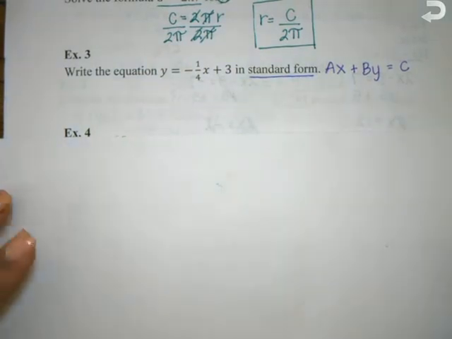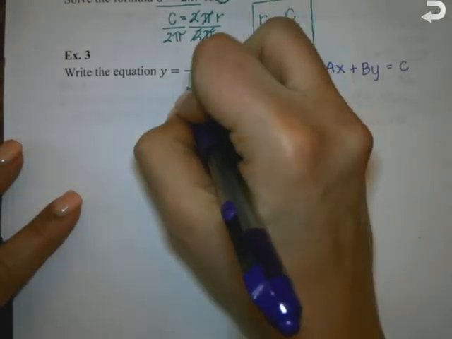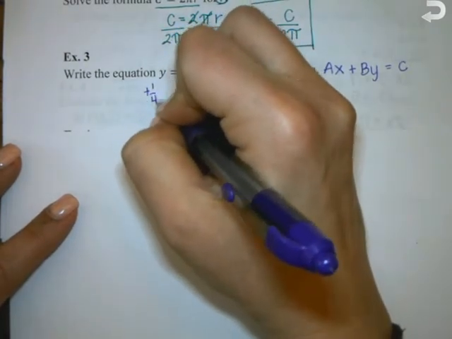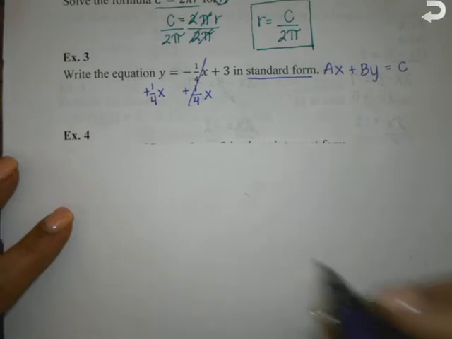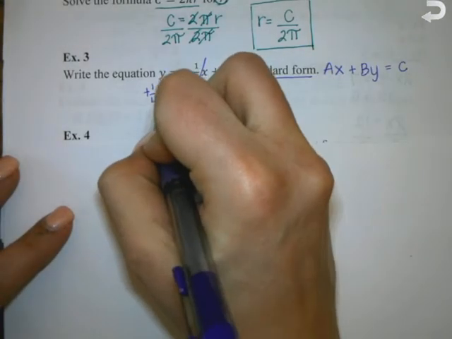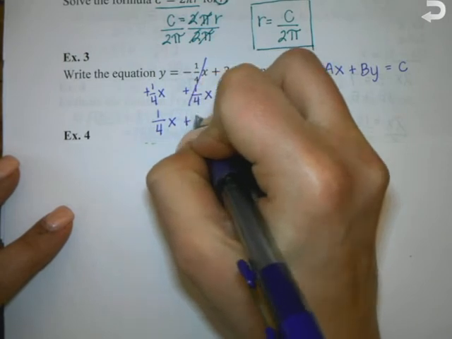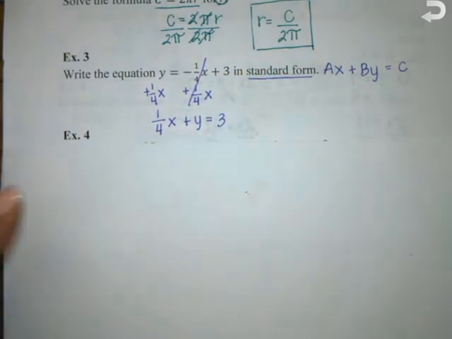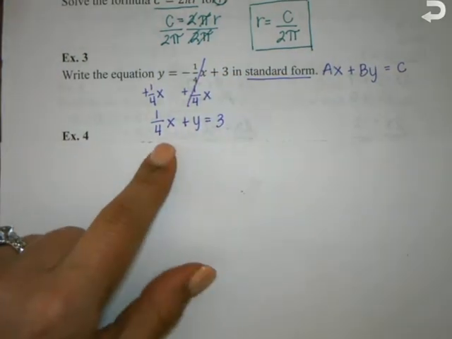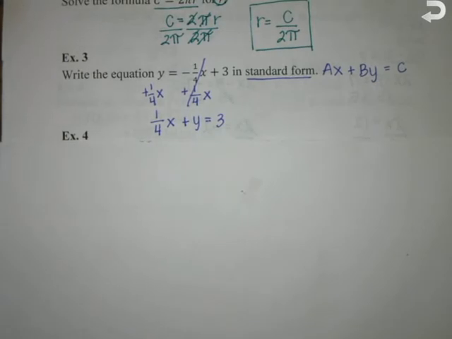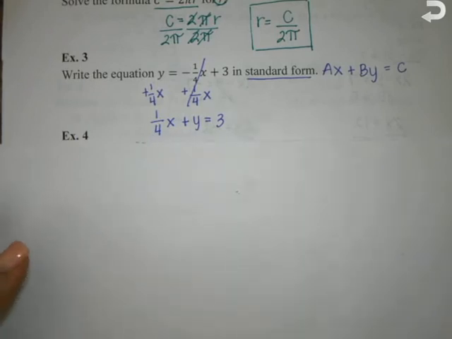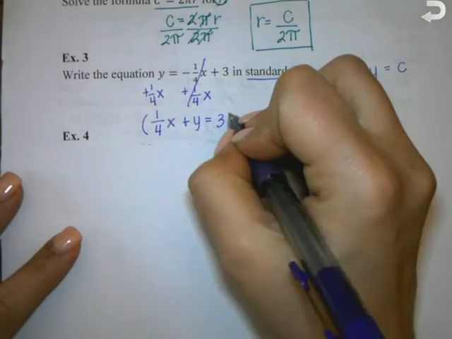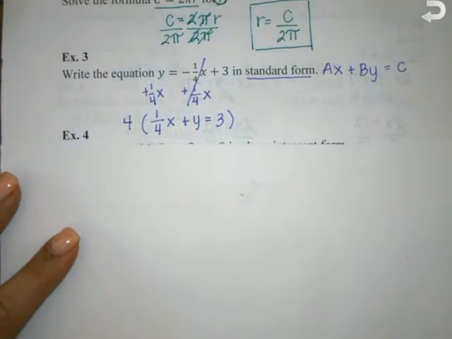Add 1/4 x to both sides. So then those cancel on the right. So that leaves you with 1/4 x plus y equals 3. I really don't like that we have a fraction there. Does anybody else like the fraction? No. So how could I get rid of 1/4? Yeah, remember we multiply the entire equation by 4. So when I distribute it, the fractions will reduce out.